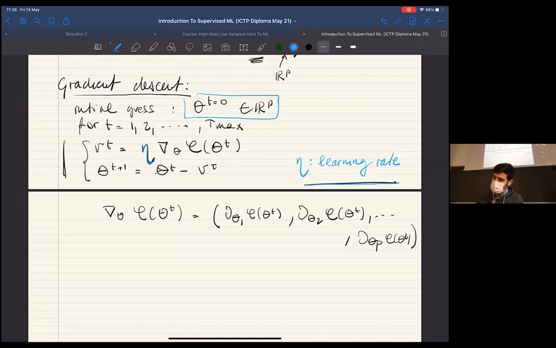By the way, here you have a for loop over the time, but you should have a condition here, something like, for example, if the absolute value of theta t plus one minus theta t is less than a certain epsilon, then you stop. It means you converge. It's a stopping criterion. So it's a deterministic algorithm in the sense that you will always reach the same point from the same initial condition.